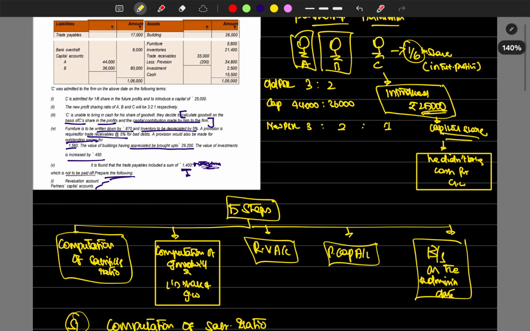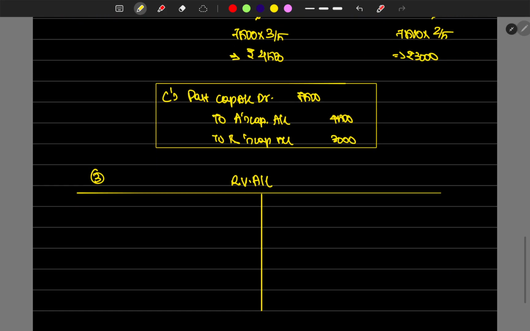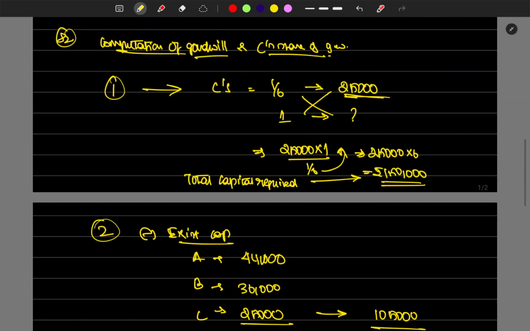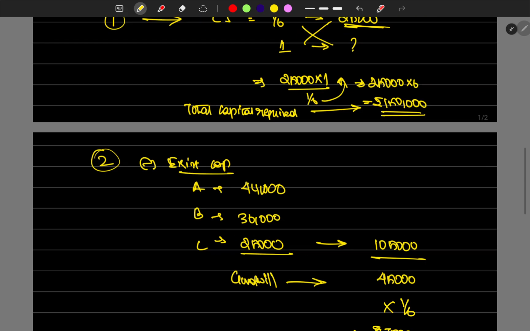Furniture is 5,800. It's been written down by 870, so it reduces the revaluation balance. Okay, so to furniture, which is 870, right? 870. Okay, inventory to be depreciated by 5%. Inventories is 21,400 into 5%, which is 1,205.